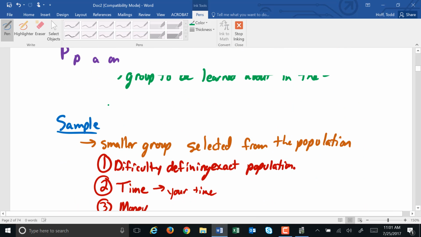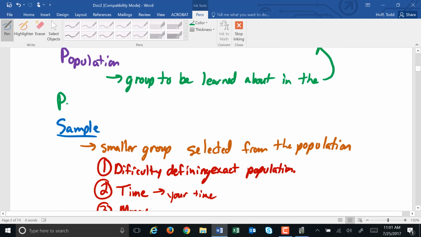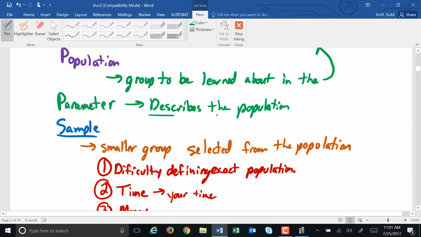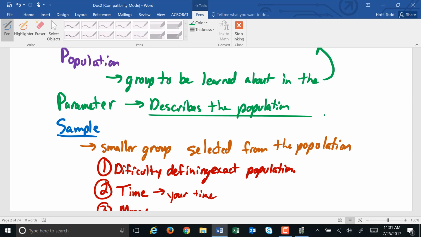There's something called a parameter that describes the population. And again, it has to be related to the random variable. You can't say, well, the whole population is, there's this many registered voters in this region, and whatever. That's defining the population, but it's not describing the population in terms of the random variable.